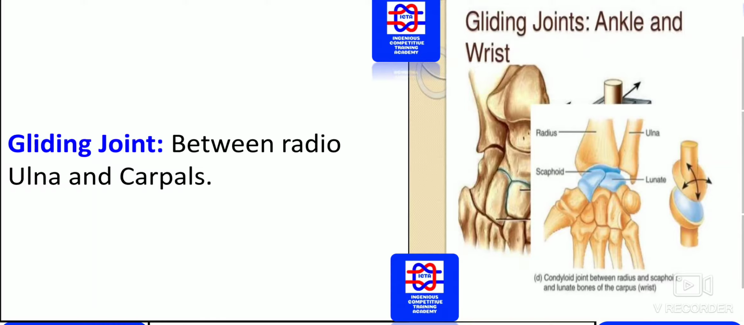So where exactly is this located, and how does the movement take place? As you are aware, the movement takes place in two directions, left and right and front and back. So this kind of movement is what we call gliding joints. Please go through whatever has been given.